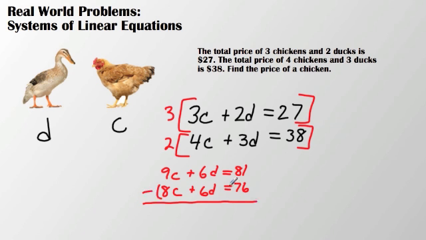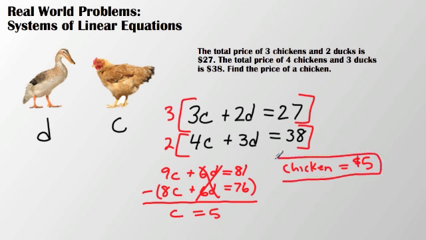Then when I go ahead and subtract my equations, I get c, these cancel out, equals 81 minus 76, which is 5. So a chicken costs $5. In this case, my problem only asked me to find the cost of a chicken and not necessarily a duck, so I can stop there. I'm good to go. If I'd eliminated the c from my equation, then that would have meant that I have the duck, and then I just need to input that value back into the equation in order to find the price of a chicken.